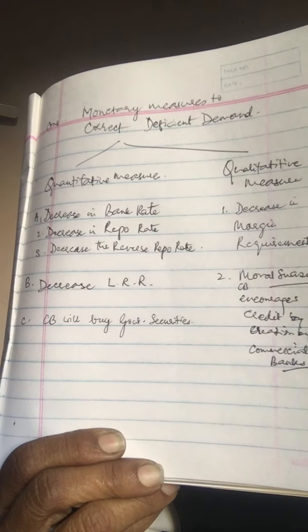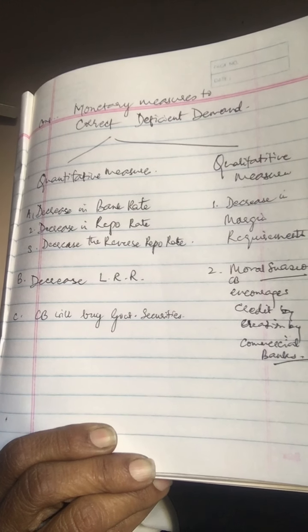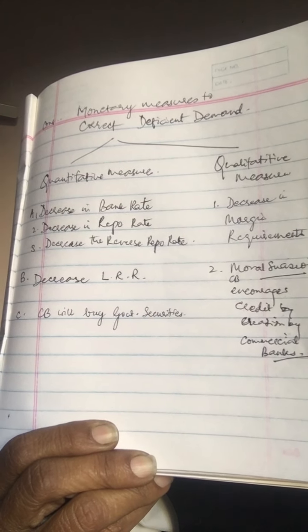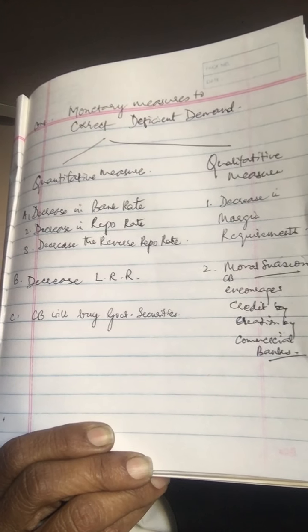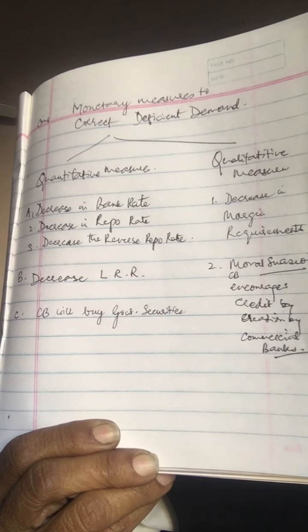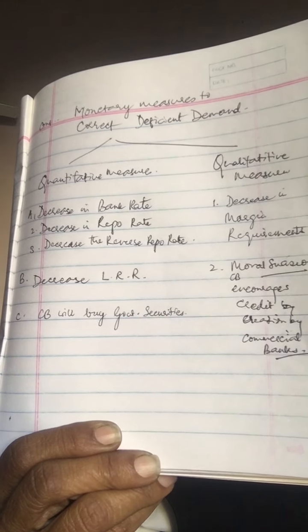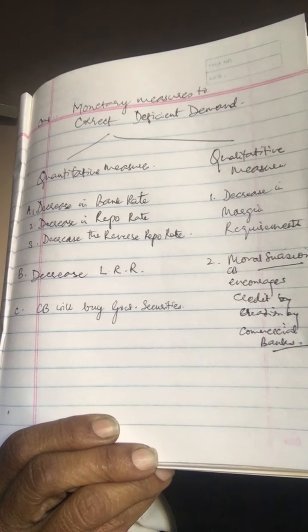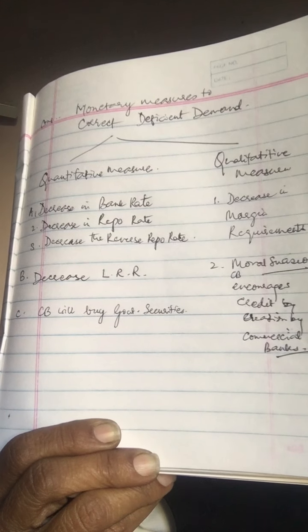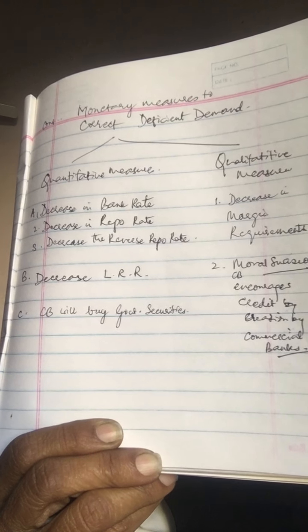So bank rate, what will now tell me that it was increased in excess demand? So what do we do here? Of course, we reduce it. So bank rate as well as repo rate both will be reduced by the central bank. Let me just tell you what is bank rate: that's the long term rate of interest, and repo rate is the short term.